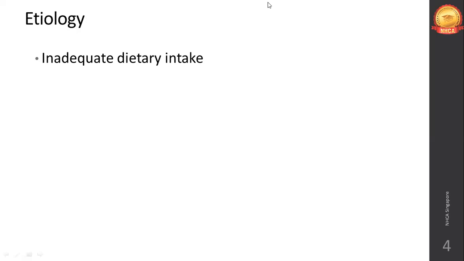So, can you give me the examples from the previous class? Give me first the examples of animal sources which are good and rich in vitamin A. Yes, eggs, milk, liver, fish liver oil, cod liver oil. These are great sources of vitamin A.